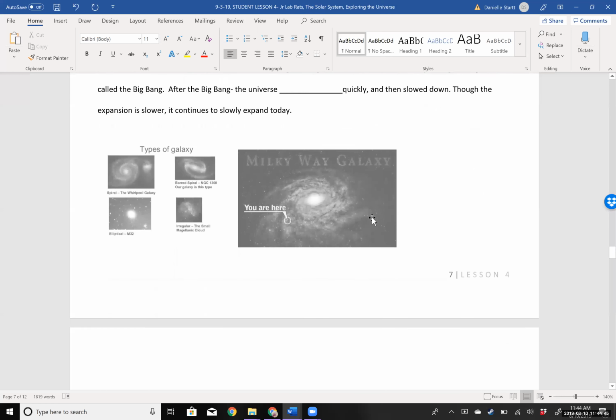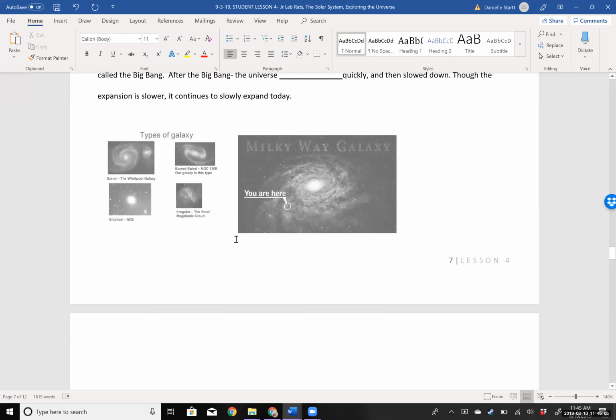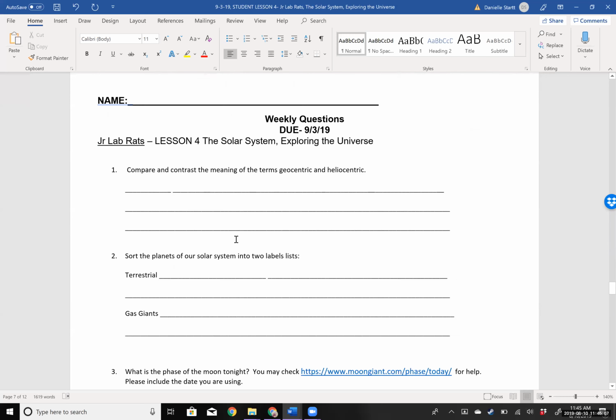And then here are pictures of the different types of galaxies. That's a spiral, a barred spiral like ours. See how there's sort of a line. You can kind of see it right there. That's what makes it a barred spiral, as opposed to just a perfect spiral like here. There's elliptical, just sort of an irregular circle. And that's the irregular one. It's just a kind of a messy looking blob. And then you are on to your questions.